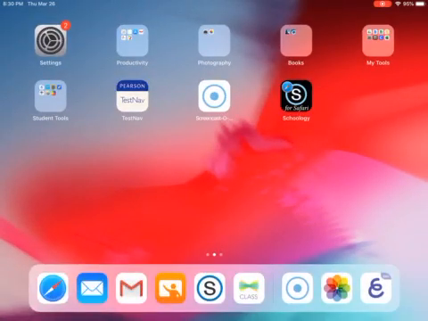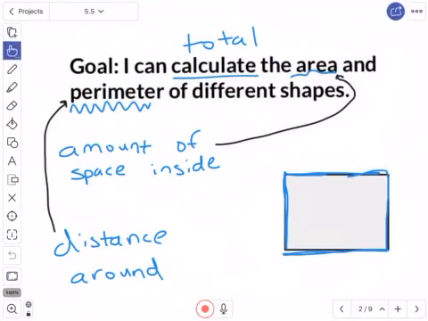And we are back for our next math lesson today. It is still Unit 5, Lesson 5, so 5.5. We are going to be working with area and perimeter. Let's start by reading our goal together at "I can calculate." Everybody ready? I can calculate the area and perimeter of different shapes.